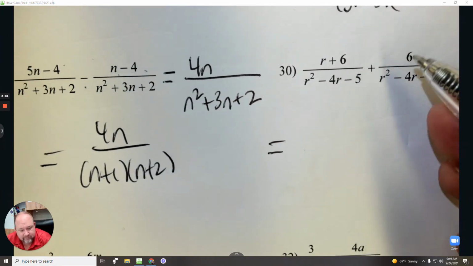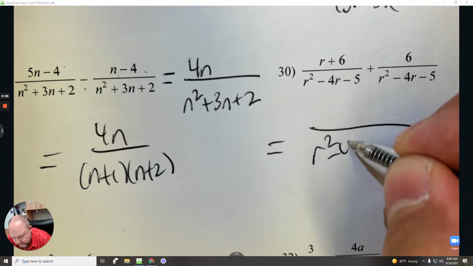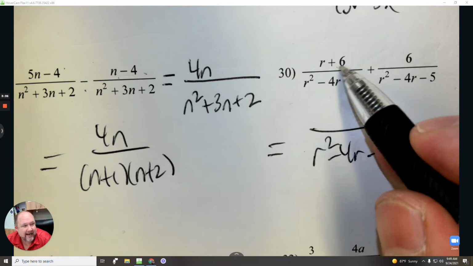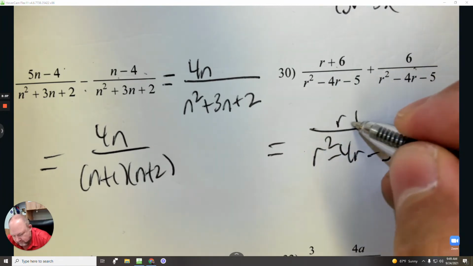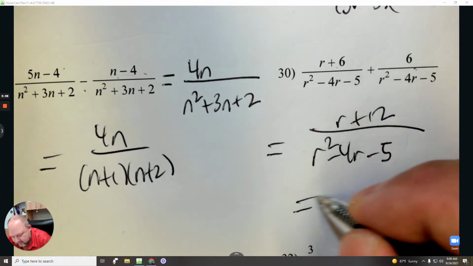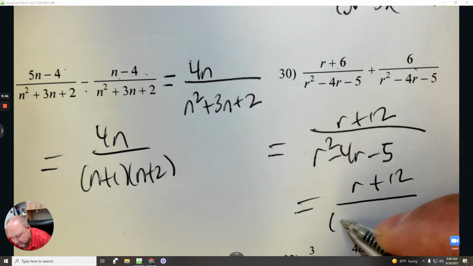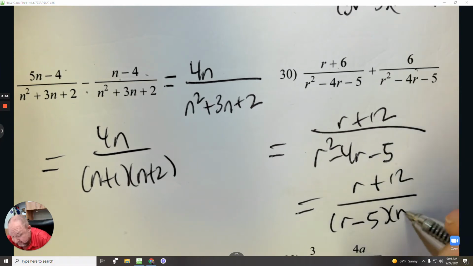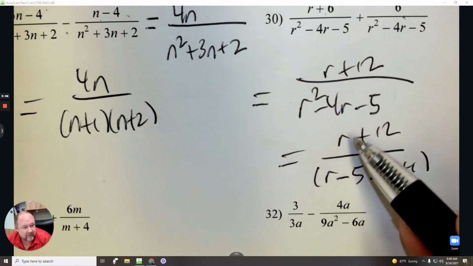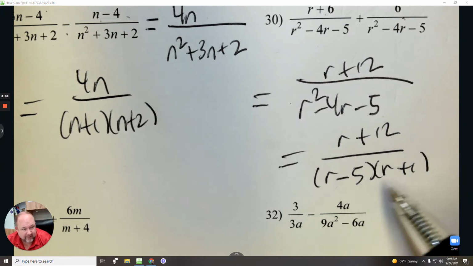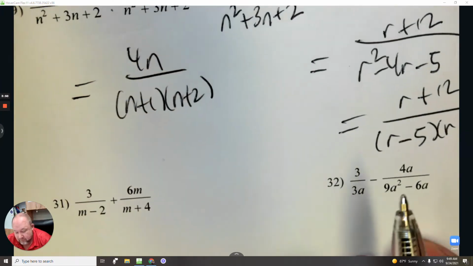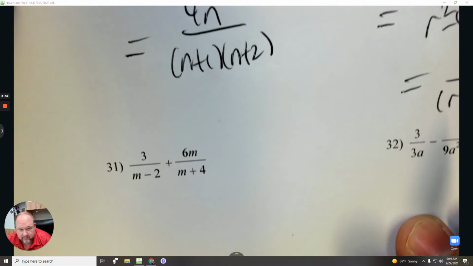Number 30, we have common denominators. We add, so that's r plus 12. I'm going to factor the denominator and see if something eliminates. It's not, but it's good practice to be able to factor it and see if anything eliminates. So there's my answer.